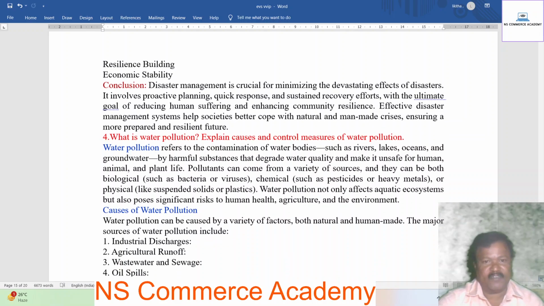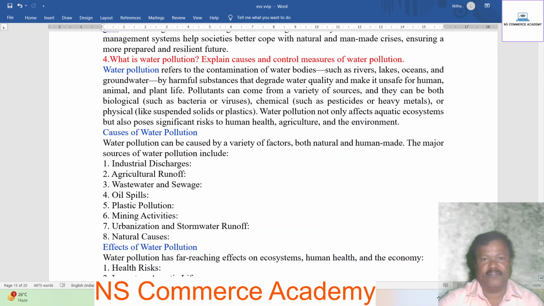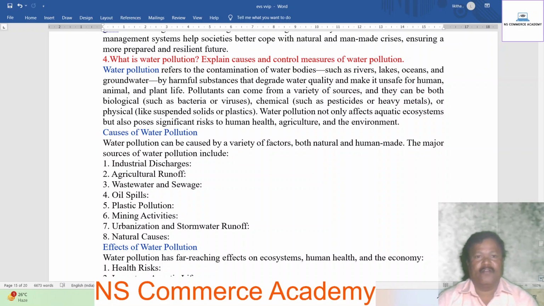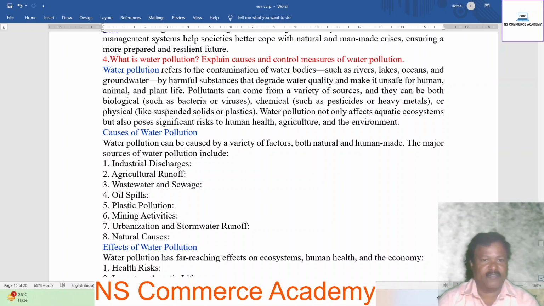What is water pollution? Explain causes of water pollution and control measures of water pollution. Water pollution refers to the contamination of water bodies such as rivers, lakes, oceans, and groundwater by harmful pollutants that degrade water quality and make it unsafe for humans, animals, and plant life.